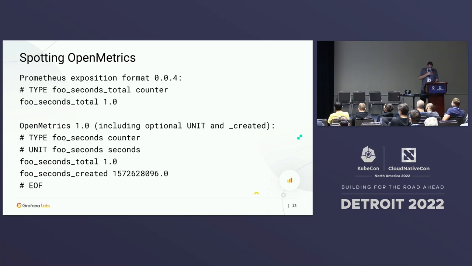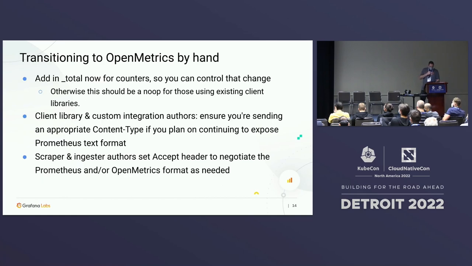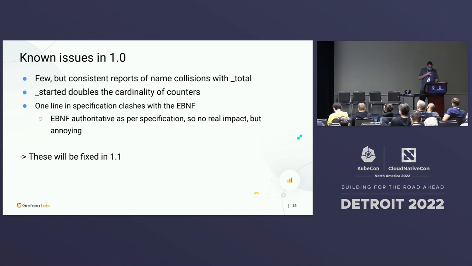And the unit, of course, as mentioned earlier, is one of the breaking or new things. If you want to transition by hand, you need to really be careful with your underscore total. You should make certain that you send the correct content type, not Prometheus text format 0.0.4 anymore, or plain text or anything, but actually OpenMetrics 1.0. And please set the accept headers, or else you might not have the greatest of times.